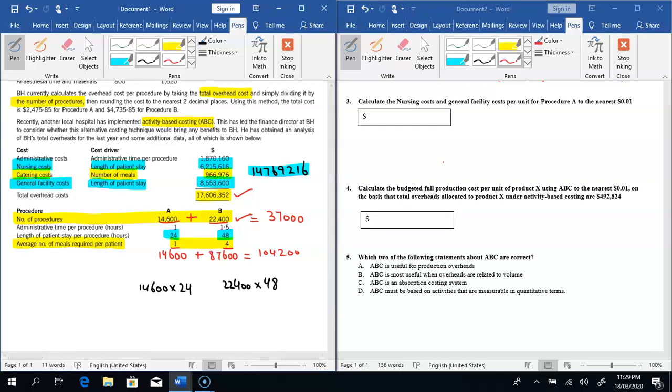So now if I multiply 14,600 with 24, this is 350,400 and this one is 1,075,200. If we add them together, the total is 1,425,600. So here we got another number which is very important in our calculation.